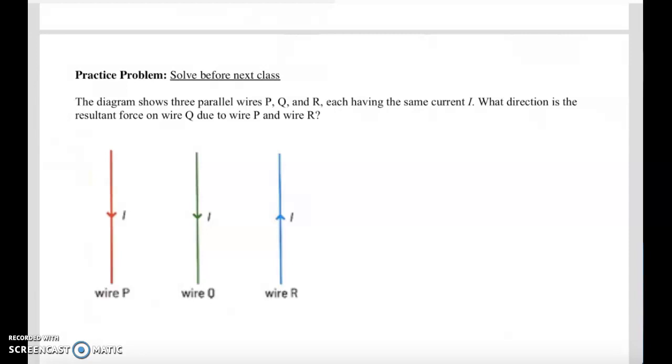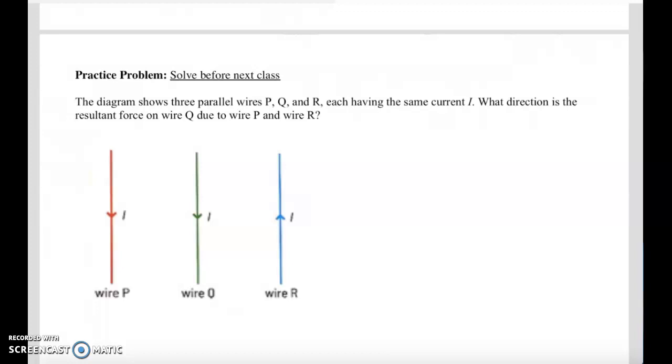So our focus is really what is going to happen to Q. Is Q going to feel a force to the right, the left, or no force at all? Maybe up, down, into the page. So we're going to try to figure out what the force for wire Q is going to be. So the first thing I'm going to do is focus on the interaction between P and Q.